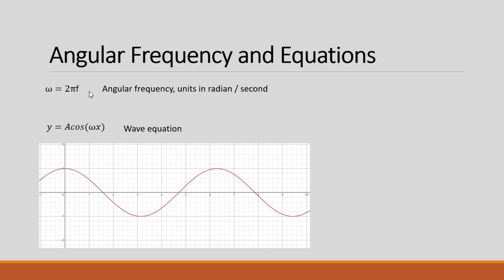Next, the wave equation mathematically describes the wave. This puts together all the components we had talked about, where A is the amplitude, omega is the angular frequency, and x is its position along the x-axis on a graph. Usually this will be time when you work in problems.